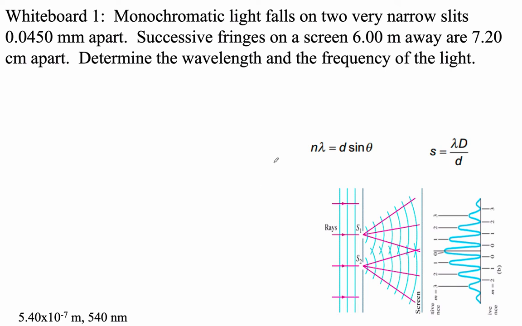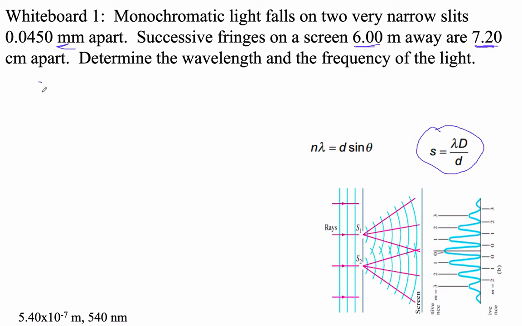All right. Monochromatic light falls on two very narrow slits 0.045 millimeters apart. Successive fringes on a screen 6 meters away are 7.2 centimeters. Well, golly, that looks like a small angle. I want to use this formula. Okay, so let's do that. So determine the wavelength and the frequency of the light. Okay, we can do this.